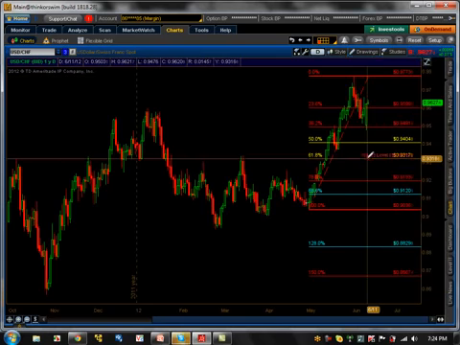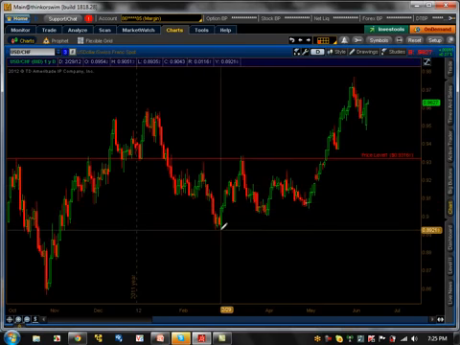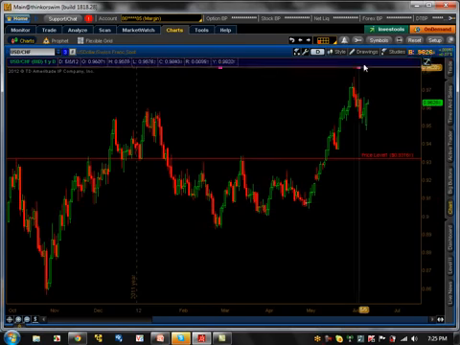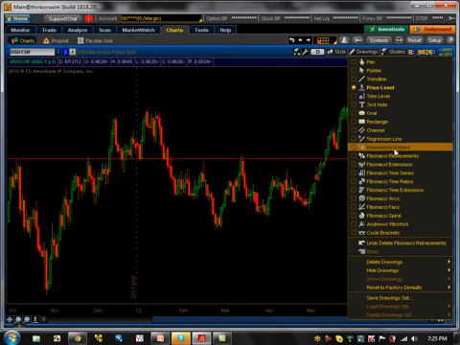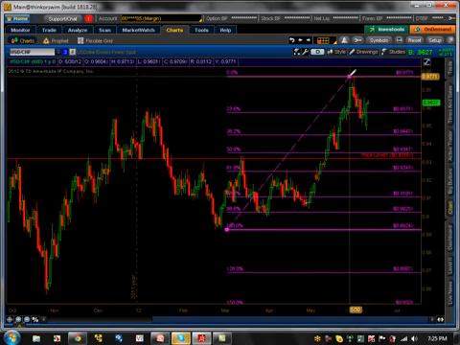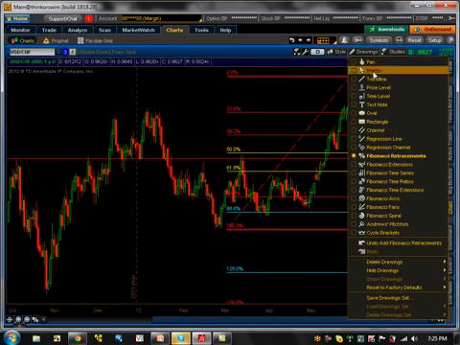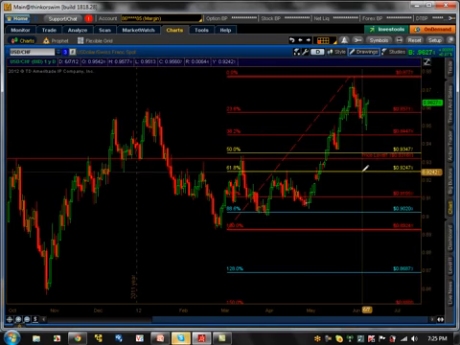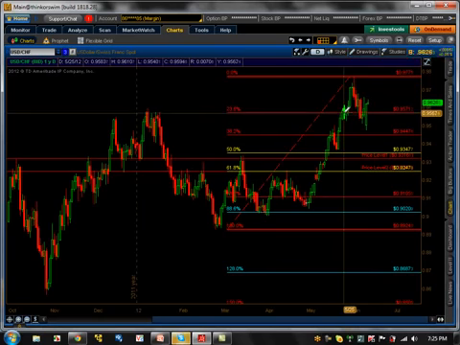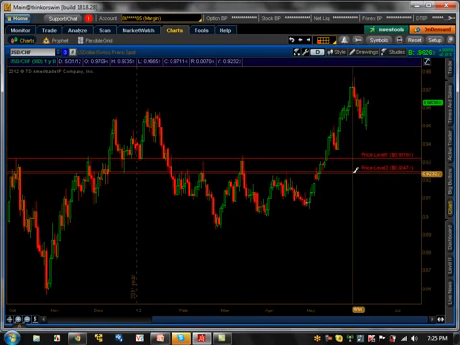So that's one level, agreed? So that's one possible entry. Now I can sit there and go from here to here. And now my entry for the other one is right there. Agreed? Okay. Let's delete everything. So here's my two possible entries. Which one?